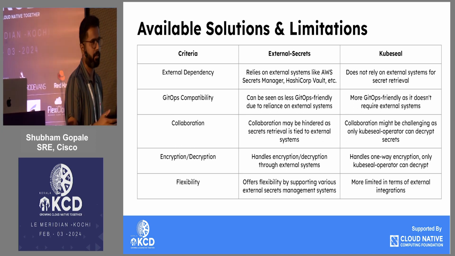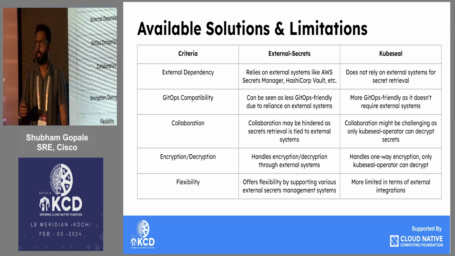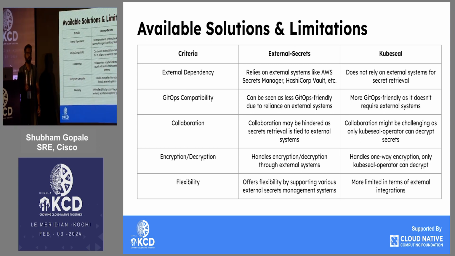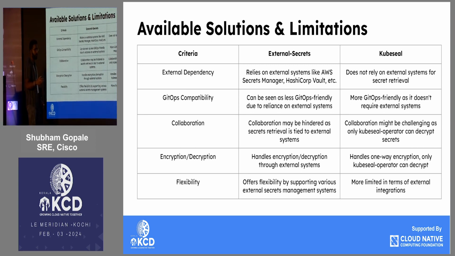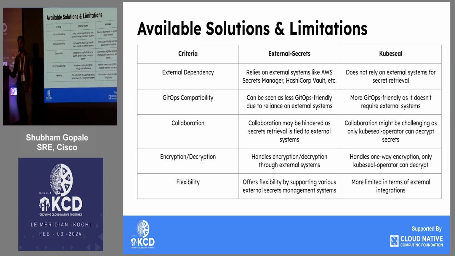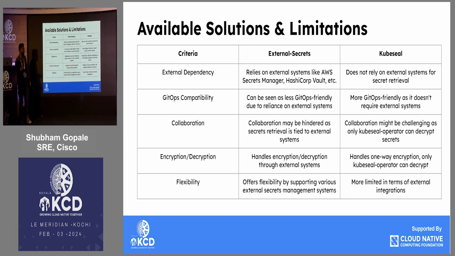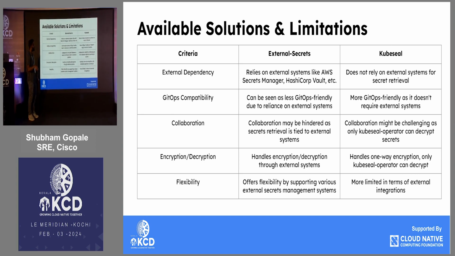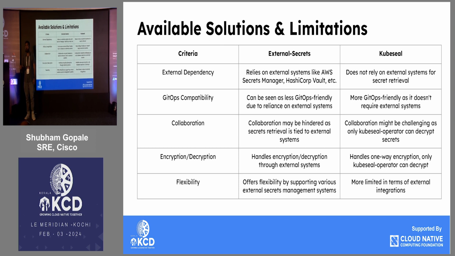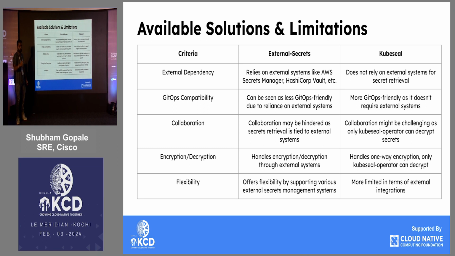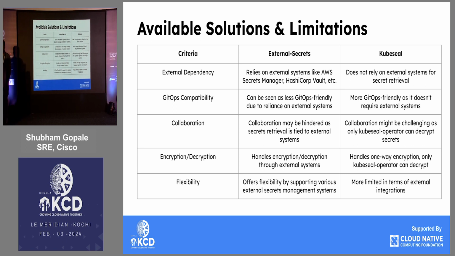Right, so external secrets is a very popular project. There are a bunch of providers available in external secrets, so you can just use them as your secret store and go ahead and use external secrets. In terms of Kubesil, it is a bit limited because it doesn't rely on external systems. It has an encryption key which the Kubesil operator uses to encrypt your secrets, and then decrypt them again when you apply the manifest, and store them in a Kubernetes secret.